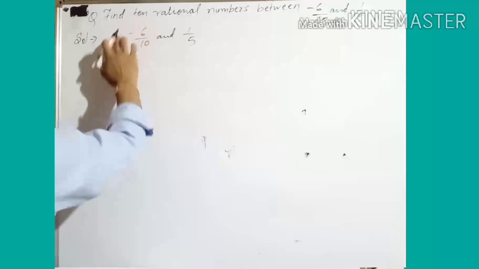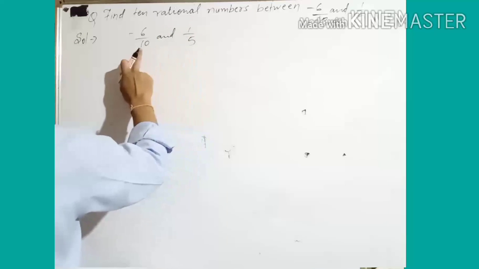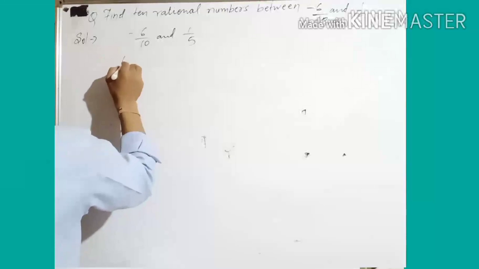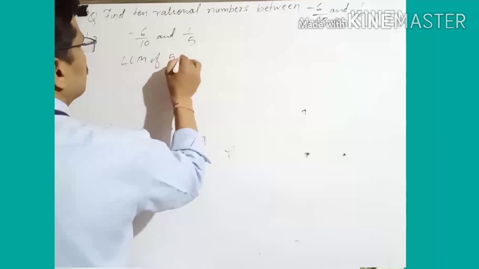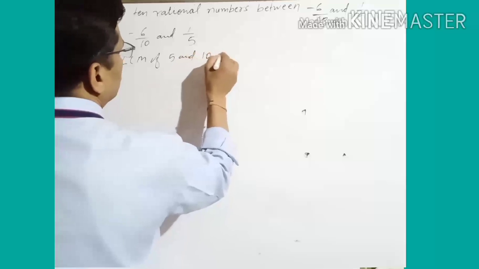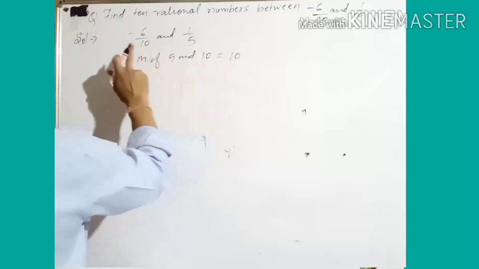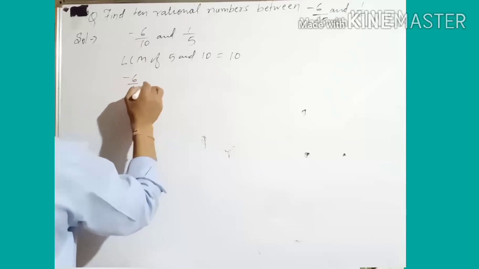Now, what is the denominator of this number? 10. And what is the denominator of this number? 5. Both 5 and 10 come in the same table, so the LCM will be 10. We can write here: LCM of 5 and 10 is equal to 10. Now, we want to make their denominators 10, but this one's denominator is already 10, so no need to multiply by any number. We can write it as it is.